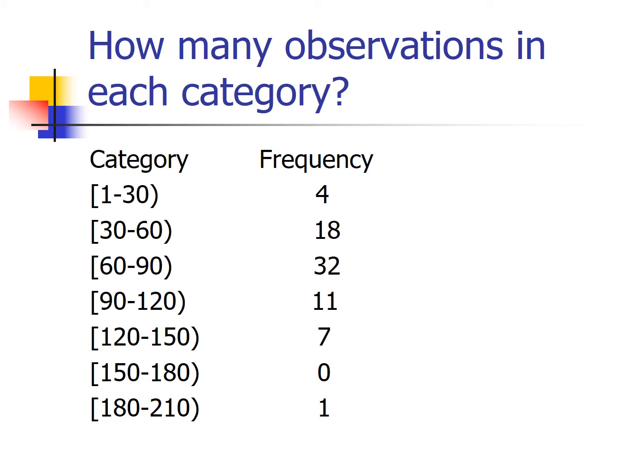And so if we were to count the number of observations in each of these categories, we would see that 4 artifacts were found in the 1 to 30 depth range, 18 artifacts were found in the 30 to 60, but not including 60, depth range, 32 artifacts were found in the 60 to 90 depth range, and so on. So we can see, for instance, that the most artifact-dense depth range is that 60 to 90 range.